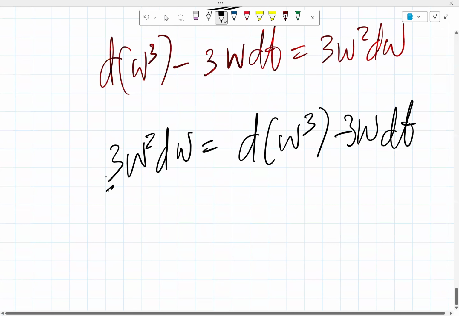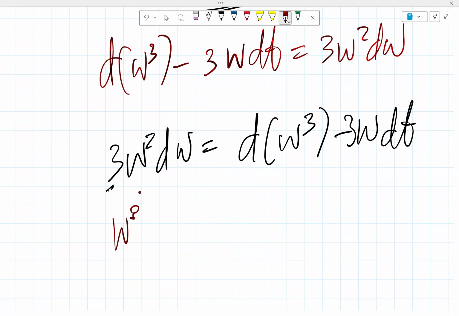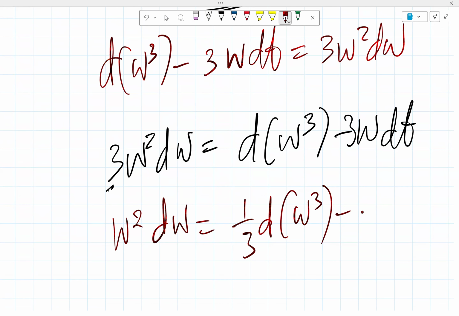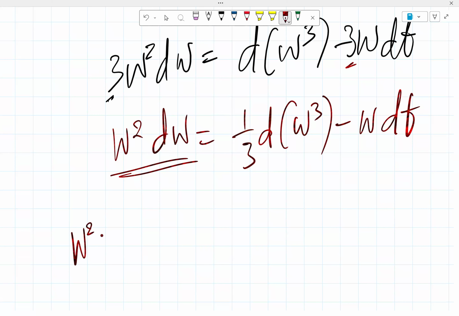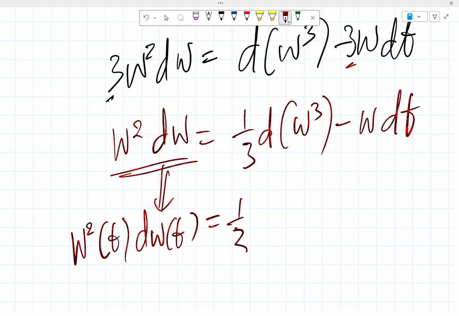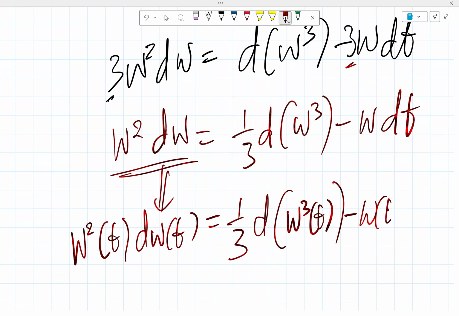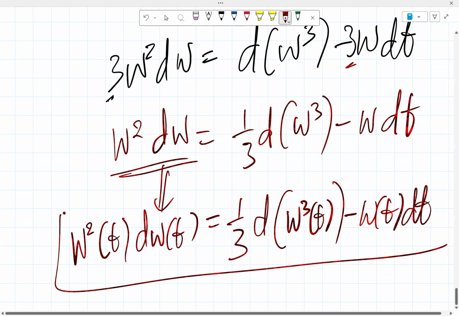So of course, we need to divide through by 3. Then we have w squared dw equals 1 over 3 d of w cube minus, if you divide this by 3, it just remains w dt, because the 3 cancels this 3. So at this point, we have w squared of t dw of t, that's exactly this expression, and this is 1 over 3 d w cube of t minus w of t dt.